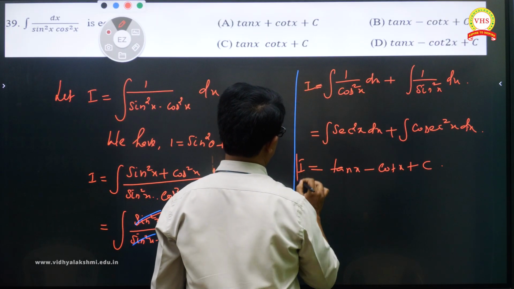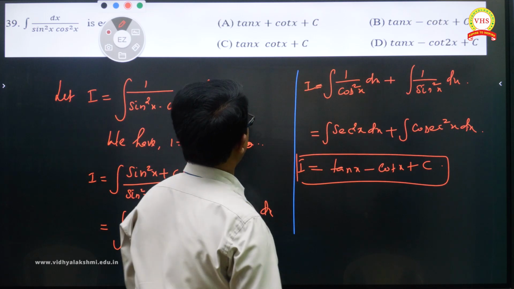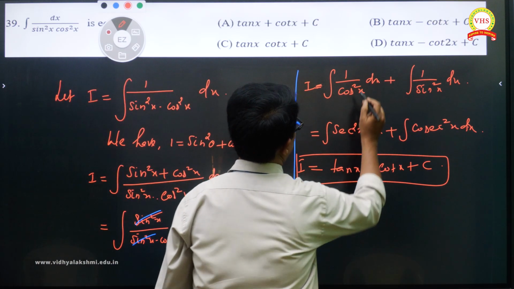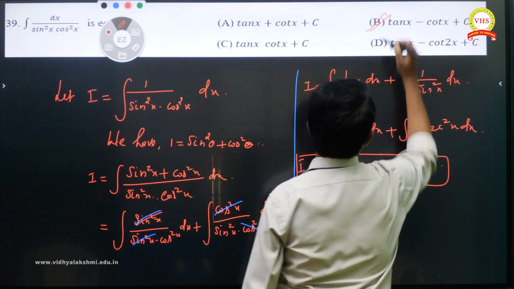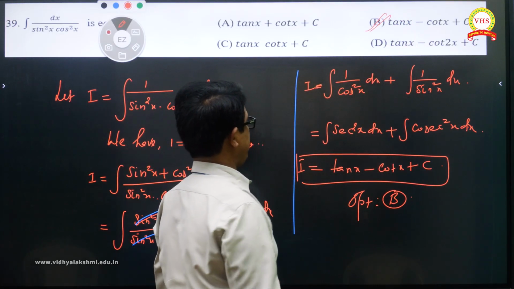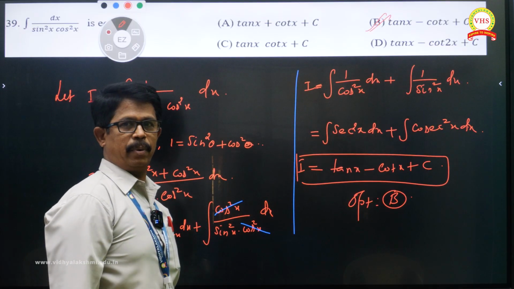This is I. Which one is the option? Look at the options. A is an option, sorry, with minus. So B is the option. Here B is the option. These are some very important questions.